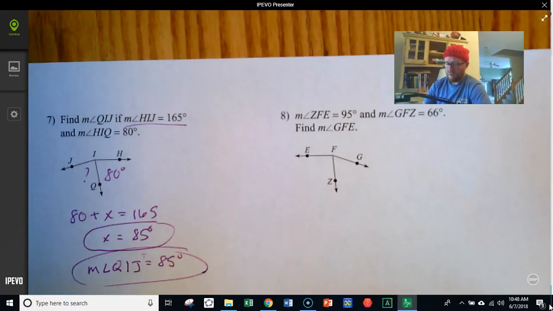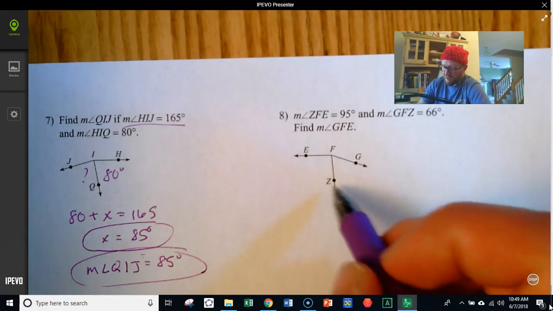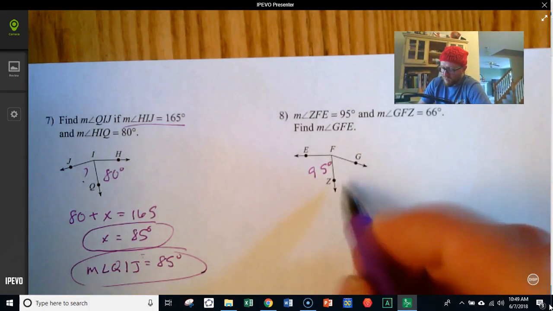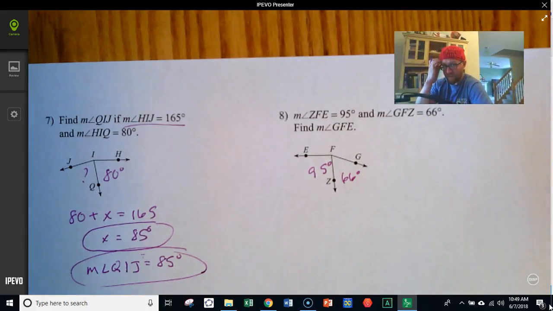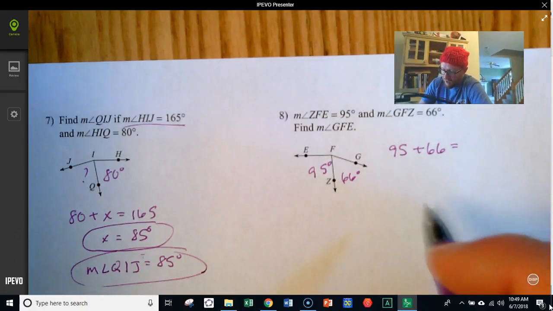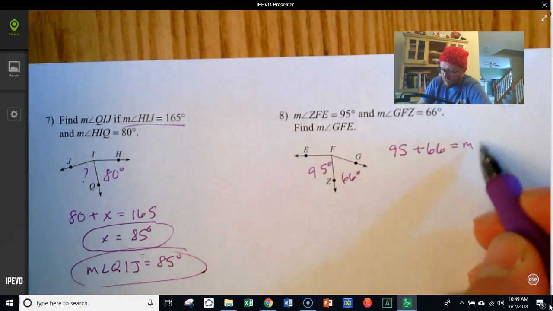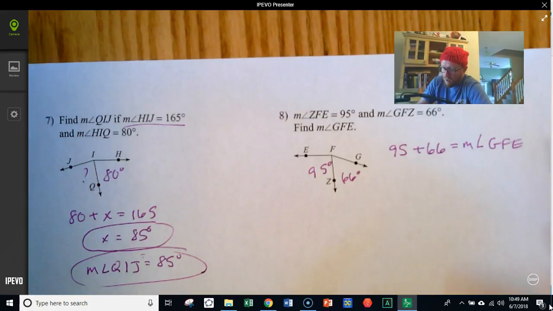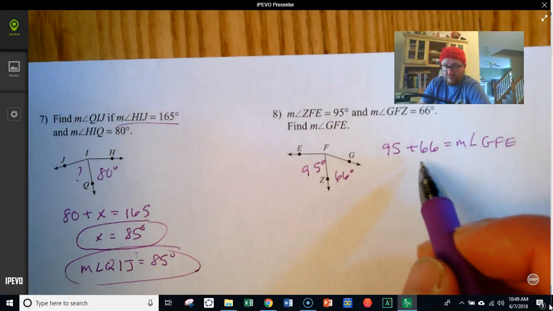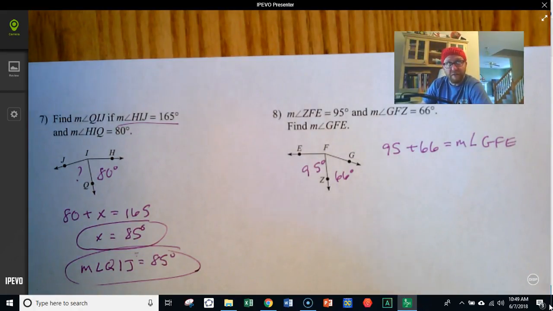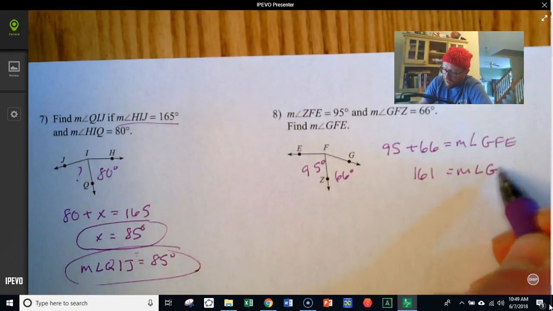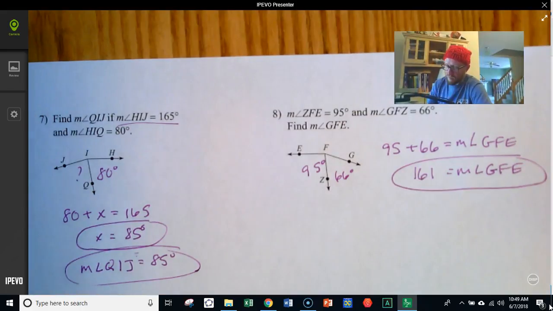Let's see, over here, we've got that ZFE. ZFE is 95 degrees, and GFZ is 66 degrees. So 95 plus 66 will equal the measure of GFE. That's the big angle there. See, 95 and 66 would be, well, if that were 100 plus 66, it would be 166, but it's not. It's 95, so it's 161. Measure of angle GFE.